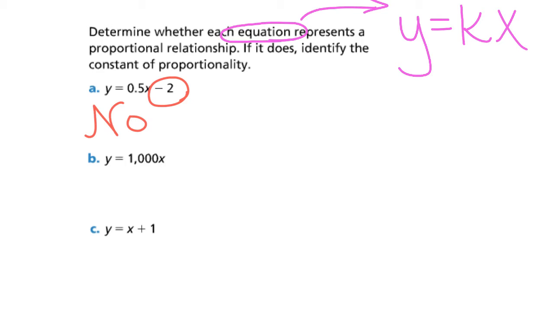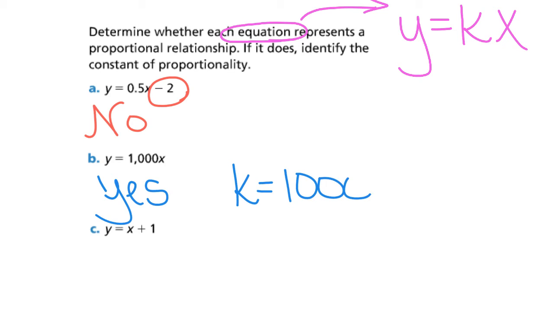Part B, y equals 1000x. This one fits our required equation of y equals kx. This is a proportional relationship. And the number that is in front of the x is the constant of proportionality. So the k is equal to 1000.